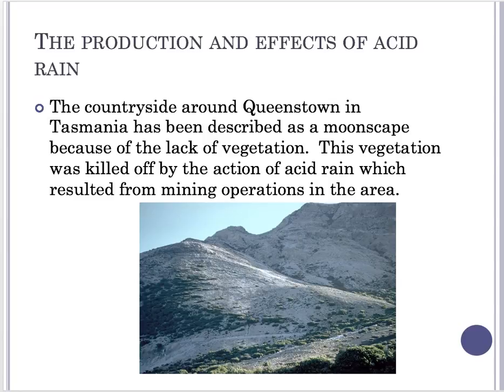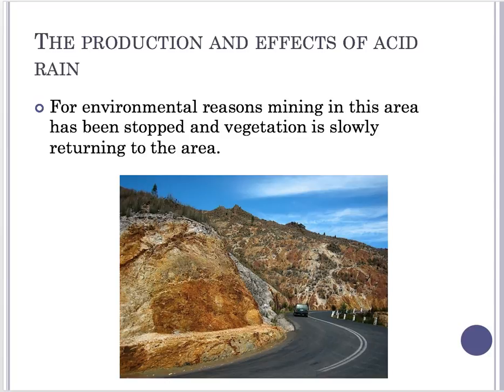The countryside around Queenstown in Tasmania has been described as a moonscape because of the lack of vegetation. This vegetation was killed off by the action of acid rain, which resulted from mining operations in the area. For environmental reasons, mining in this area has been stopped and vegetation is slowly returning to the area.